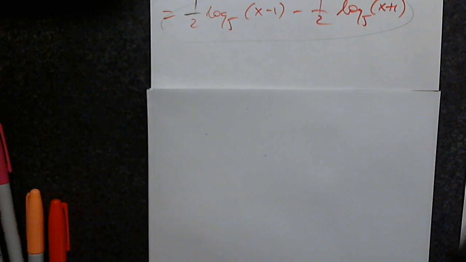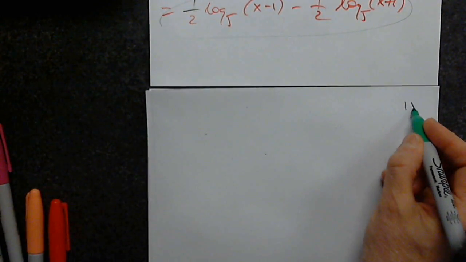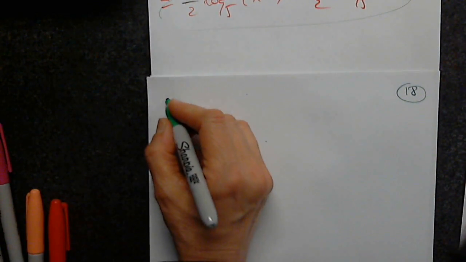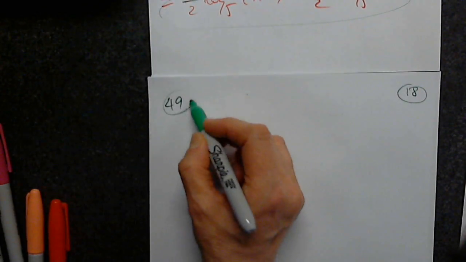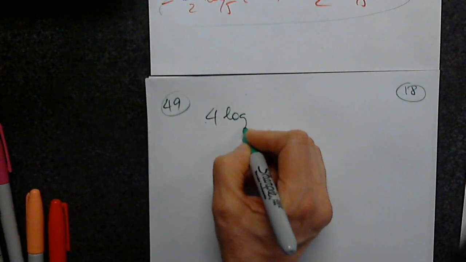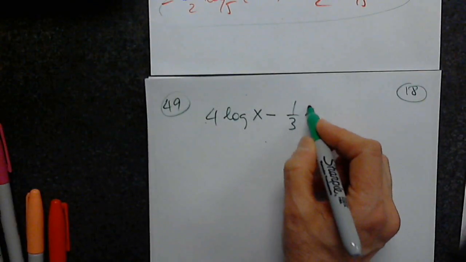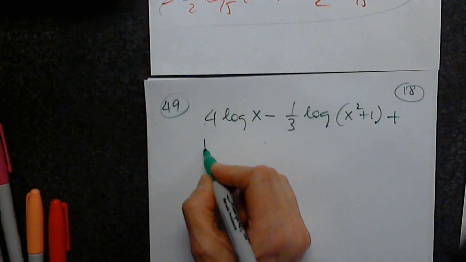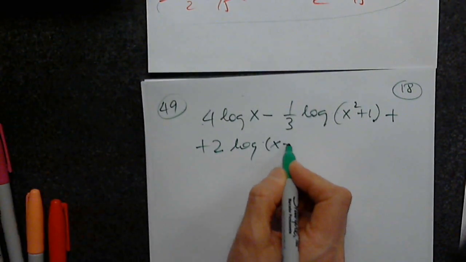Do we need another expanding, or can we look at condensing, going backwards? Now we're going to be given a lot of logs to condense it into one. Do we need to expand more? Say it again. Condensing. Very good. Okay, let me do the first condensing. Let's say 49 caught my eye. You can choose the next. 4 log x minus 1/3 log x squared plus 1 plus 2 log x minus 1.